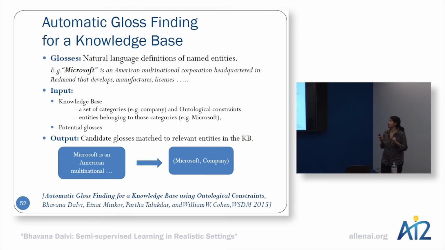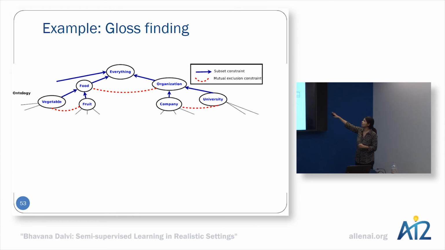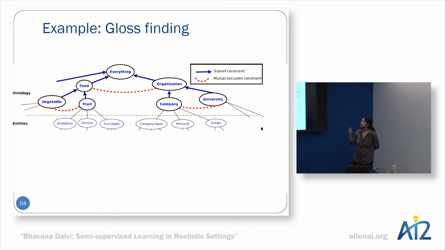It is challenging because the knowledge base is gloss free, so there is no training data. And that's why the name automatic gloss finding. So let's see how we do it. This is a toy example of an ontology. There are subset and mutual exclusion constraints. We know some entities that belong to these categories, like here strawberry, banana, fruit, apple. Note that here the entities are disambiguated. So if there are 2 apples, we know one is fruit and one is company.